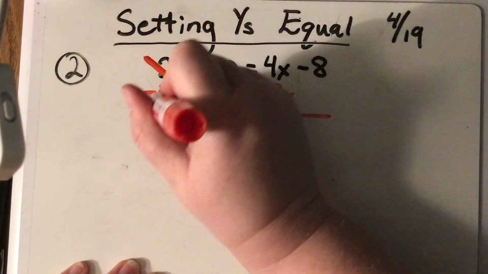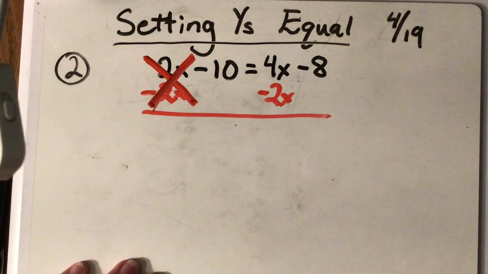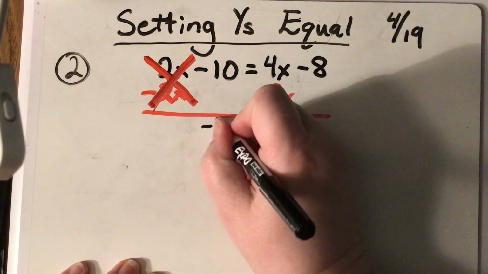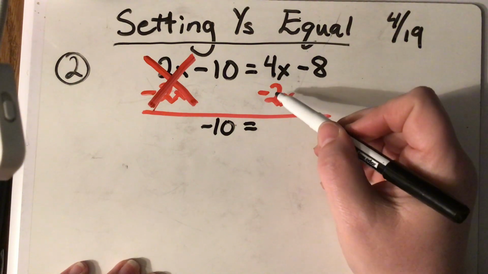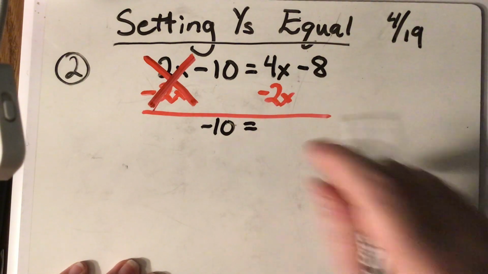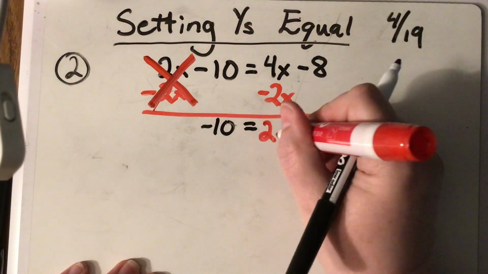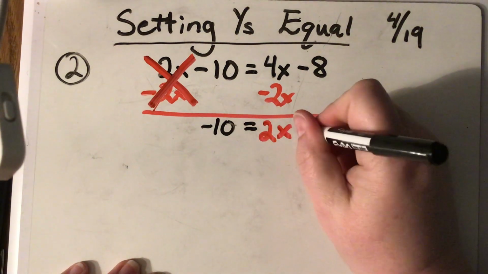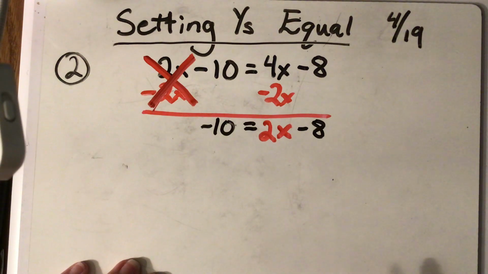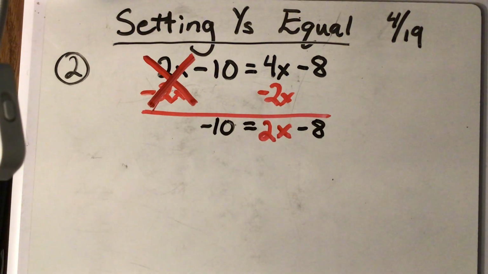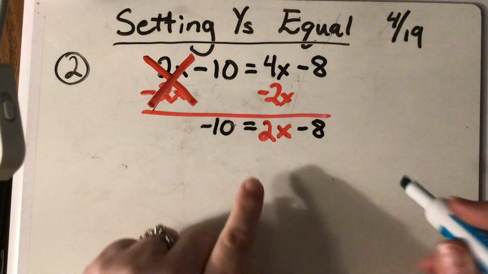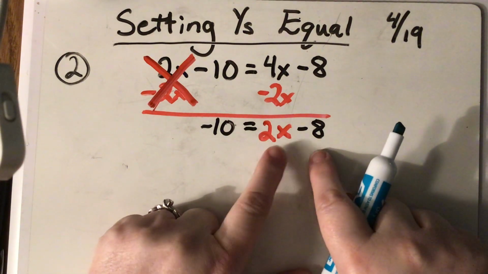Oh, that wasn't a very good cross. Sorry about that. Okay, what do I have left? Negative 10 equals 4 minus 2 is 2x minus 8. Okay, looks good. All right, so now I'm going to grab a different color. Hopefully see this a little better. Sorry about that. Okay, so now I need to get all my numbers away from the x.